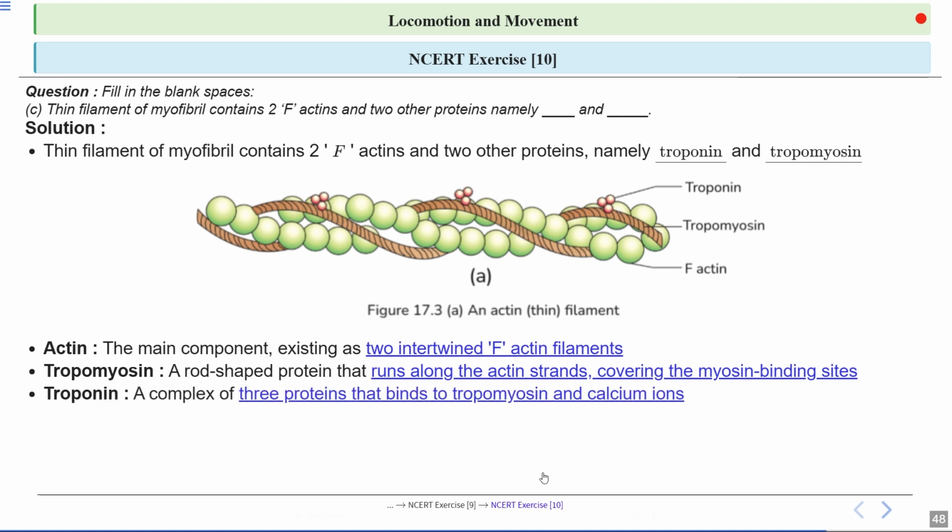Finally, we have troponin. Troponin is a small complex made up of three proteins, and it sits on top of the tropomyosin. When calcium ions are present, troponin changes shape and moves tropomyosin out of the way, allowing muscle contraction to happen. So these three proteins, actin, tropomyosin, and troponin, work together to control when our muscles contract and relax. This teamwork is what lets us move smoothly as well as efficiently.